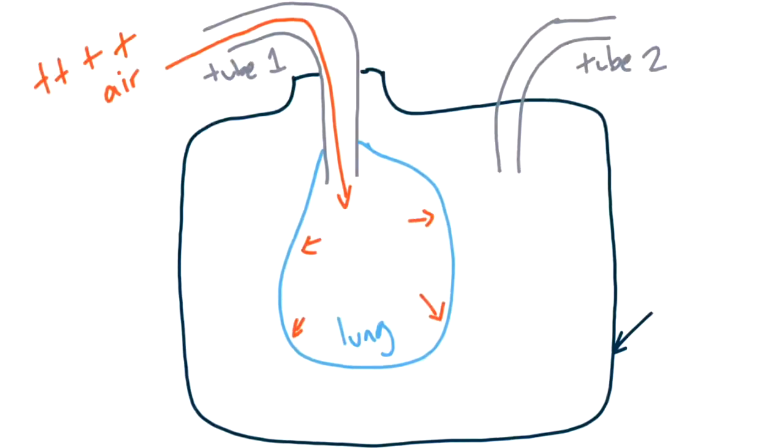So pretty straightforward, right? Okay, now let's imagine that a vacuum is hooked up to tube 2 and air is sucked out of the container. In other words, pressure in the container becomes negative, or lower than the pressure in the atmosphere.